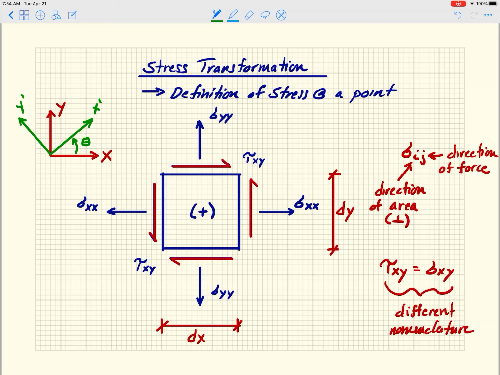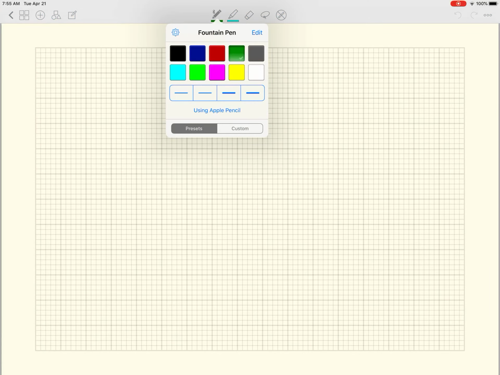Now what are the stresses? They're clearly not going to be sigma xx, sigma yy, and tau xy, right? I have now rotated my perspective, and that is going to change both the area and the direction of these forces. So the areas are different in this new coordinate system, and the direction of the forces are different in this new coordinate system. So let's see how that works out here. Okay, let me rewrite this here, stress transformation, so we make sure we understand what we're doing.